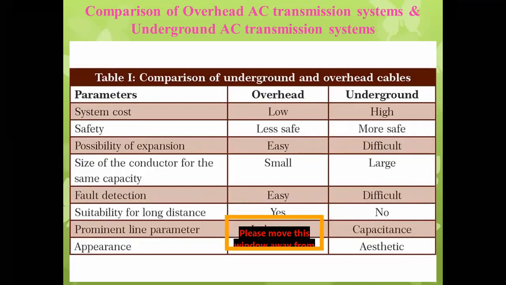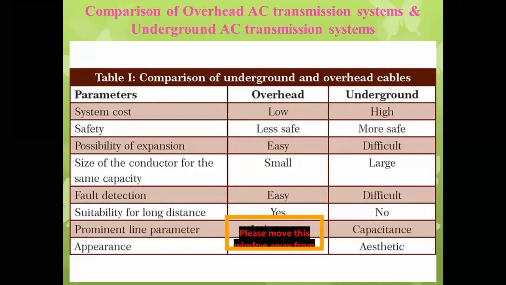This is because of various factors, like the manufacturing of cables and laying of cables, which require highly skilled persons, and there is also excavation cost. So the system cost of the underground system is higher. Safety: the overhead system is less safe compared to the underground system.